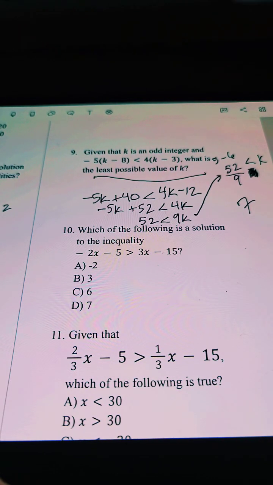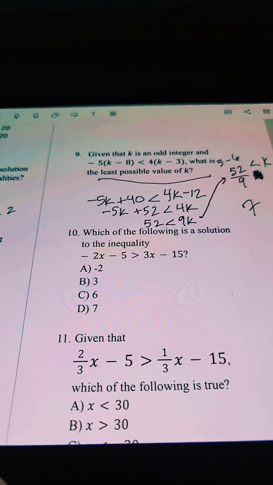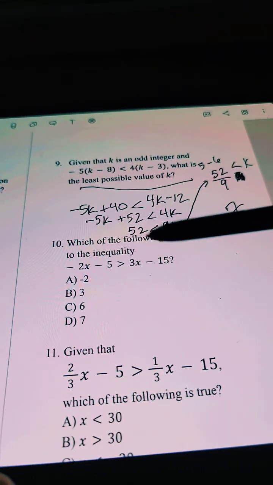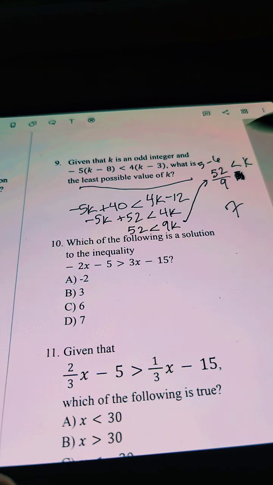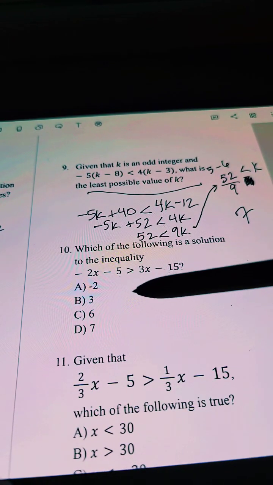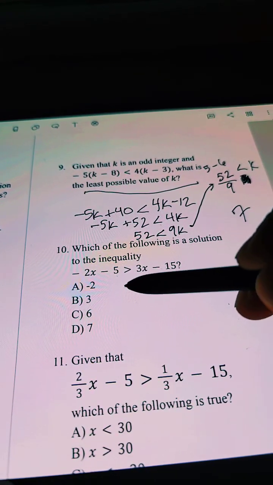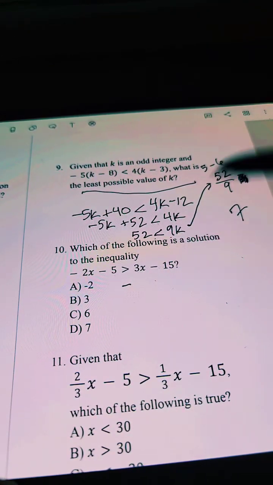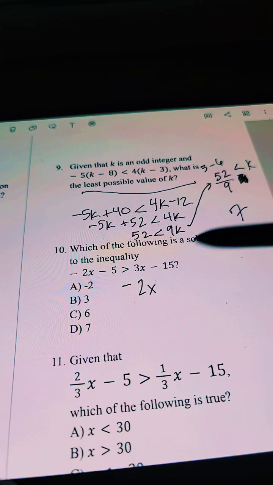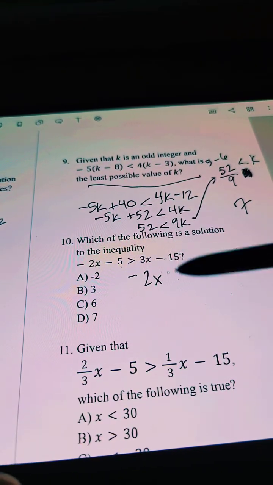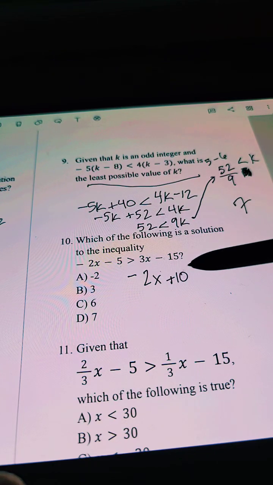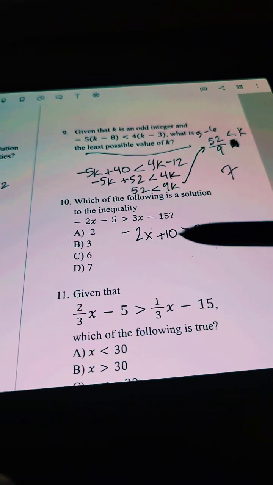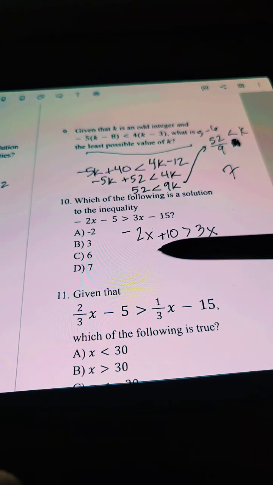Okay, so for number 10, which of the following is a solution to the inequality? Again, it's very similar to solving equations. So I'm going to start by adding 15 to each side. You could add the 5 also to each side, but I'm just choosing to add 15. So -2x, and then -5 plus 15 is going to be plus 10. And then it cancels out on this side when I add 15 to each side. So now I'm going to get the x's together, so I'm going to add 2x to each side.